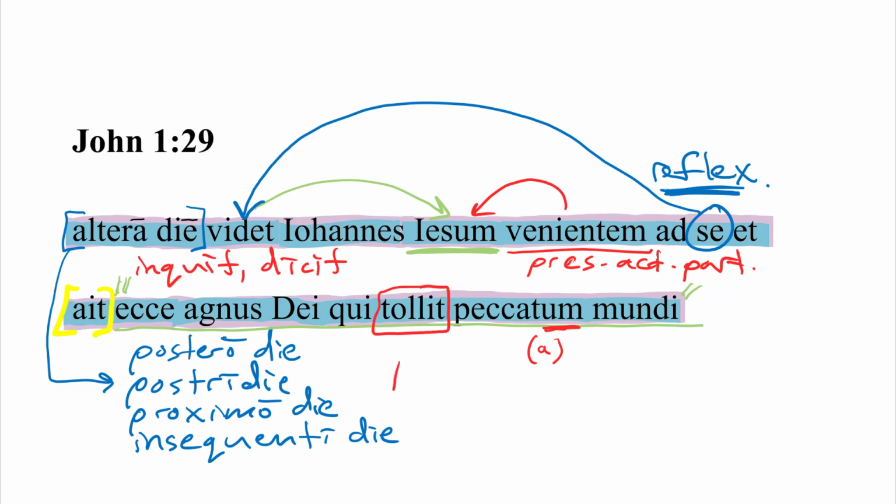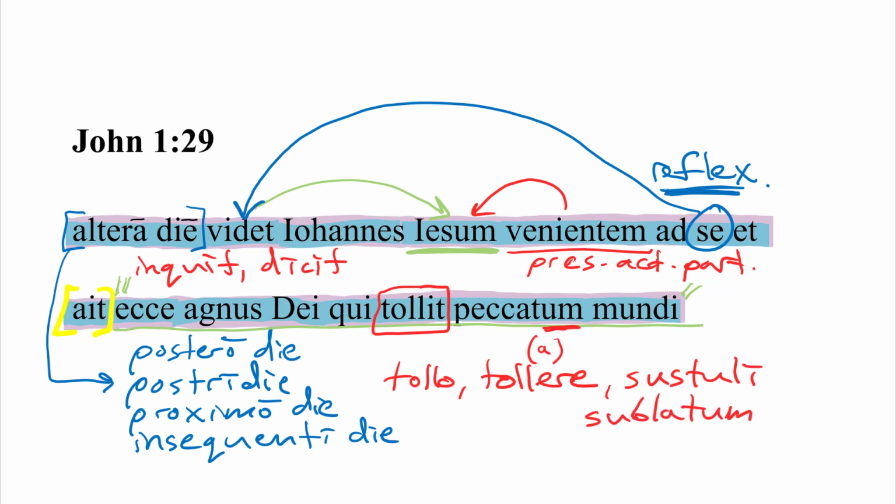This is from a verb that has some irregularities in it. Tollo, tollere, but then sustuli, and finally sublatum. So that's a verb just to watch out for with those irregular forms. They're fun to use. Once you've seen them enough times, you won't have trouble with them. You'll recognize them.